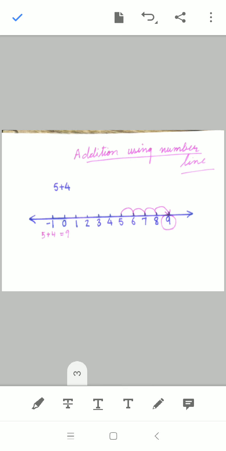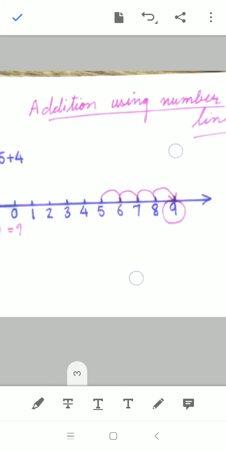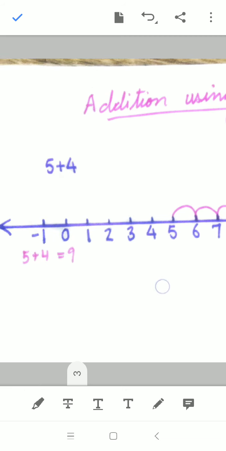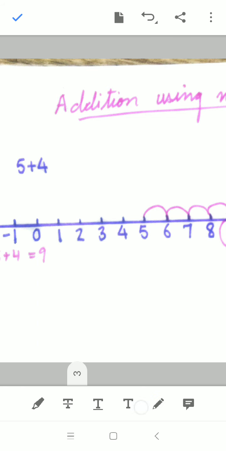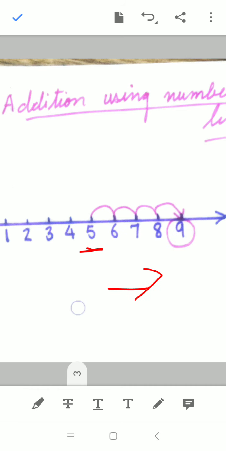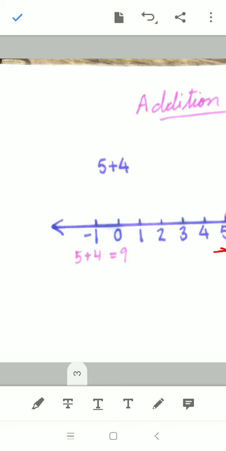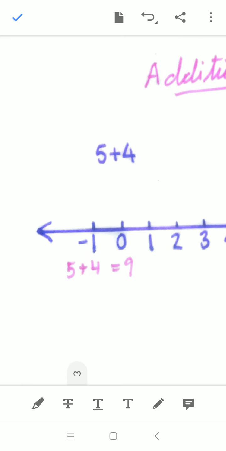Addition using number line, 5 plus 4. This we have done in our previous classes also. 5 is the first addend, so we directly move to 5 on the number line. We start from 0, 1, 2, 3, 4, 5. Next number is positive 4, which means we have to move towards the right. Now how many units do we count? 4 units. 5 to 6, 6 to 7, 7 to 8, and 8 to 9. What is the answer? 5 plus 4 is equal to 9.